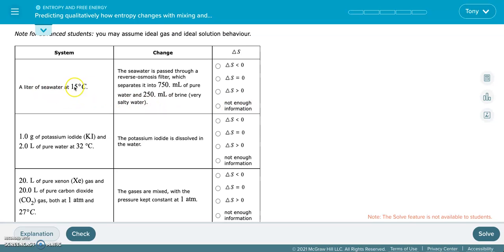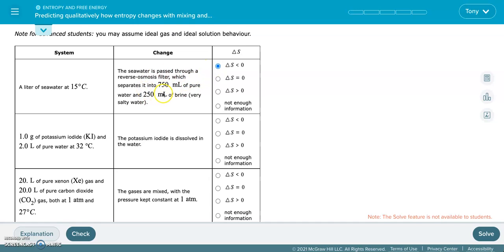A liter of seawater. The seawater is passed through a reverse osmosis filter. So this is a semi-permeable membrane, which allows the water to pass through, but does not allow the salt ions that are dissolved in the water to pass through. Which separates it into 750 milliliters of pure water and 250 milliliters of brine, which is very salty water. So here we are separating out. That means that we're going to have a decrease in entropy.